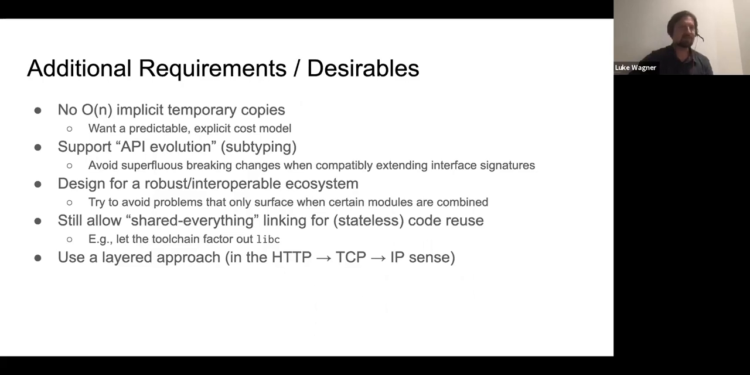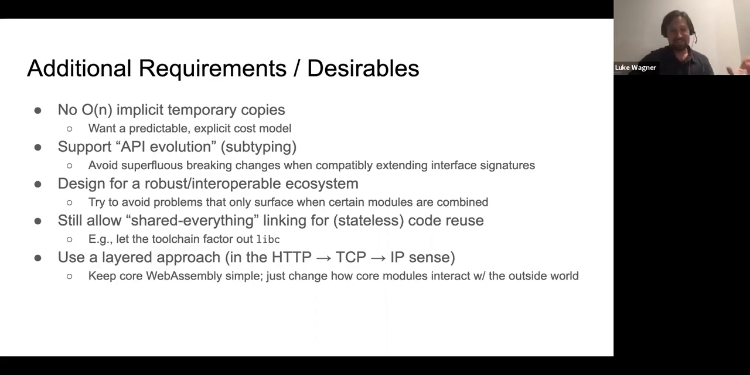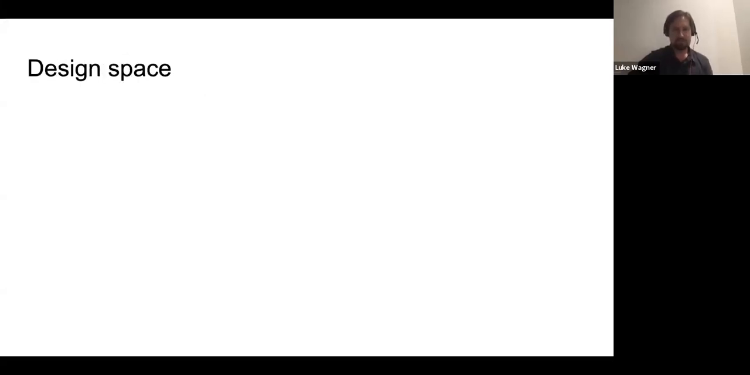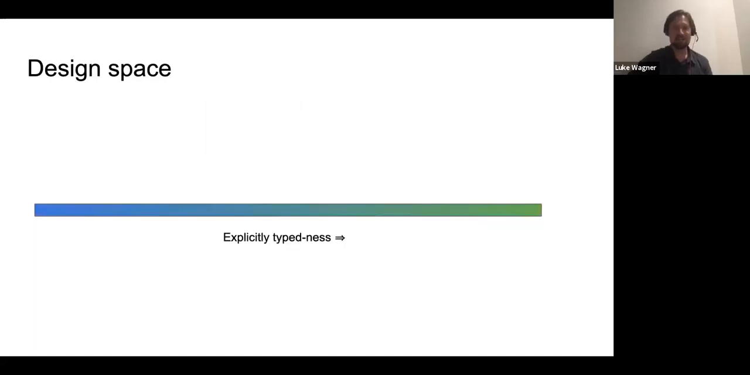I think we want to use a layered approach here, in the sense that HTTP is layered on TCP, layered on IP, with WASM being IP in this metaphor. The goal is just to keep core WebAssembly simple. Fundamentally, we're talking about how WebAssembly modules interact at the boundaries with the outside world. It shouldn't force us to complicate the core model of what it means to do computation in core WASM, if all we really want to do is talk about how it interacts with the outside world.